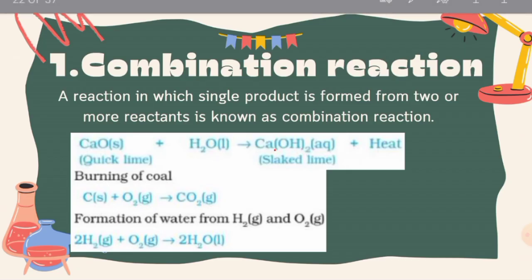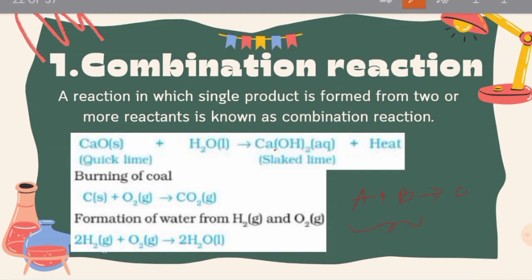See, A plus B gives rise to C. This is the shortcut which you can remember for combination reaction. Here there are multiple reactants whereas the product is only one. I hope it is clear. Now let us see a few examples.